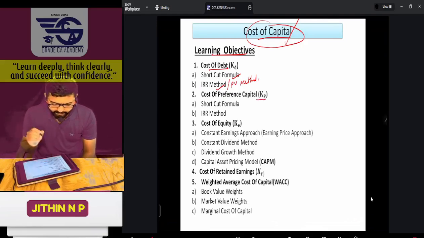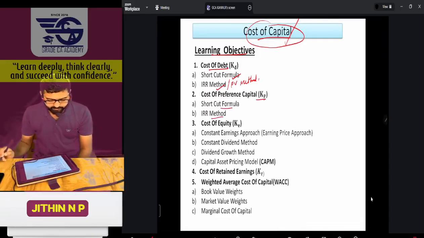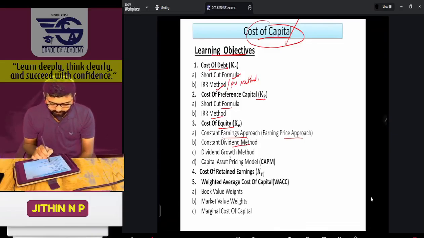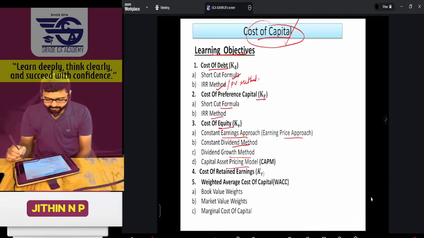Cost of preference share capital, KP: shortcut formula, IRR method, present value method. Cost of equity, we need to learn different methods: earnings price approach, constant dividend method, dividend growth method, and capital asset pricing method, CAPM. This is K, cost of equity. Then cost of retained earnings, KR.